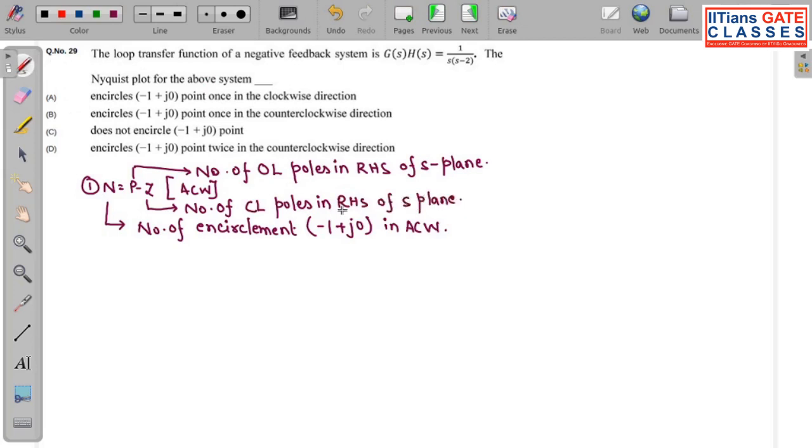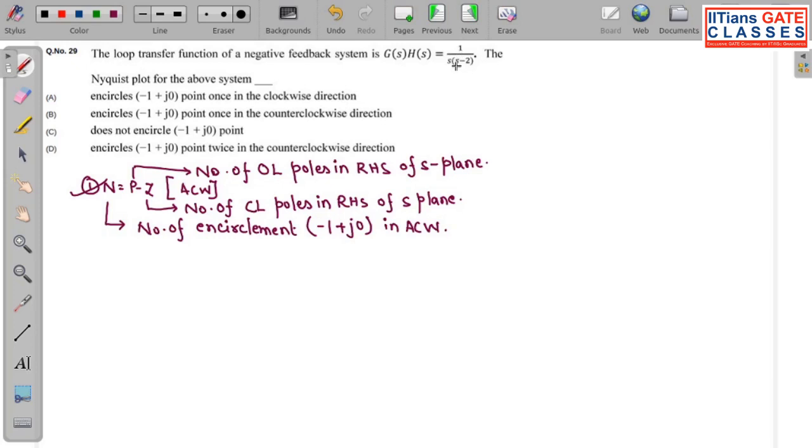Okay, so this is one formula, and what is the other formula? Other formula is just N is equal to Z minus P, where this N is what? It is the number of encirclements in clockwise direction. Okay, same thing just with clockwise direction. So I am going to use this formula only. Okay, we will see how we can know if the rotation is clockwise direction or anti-clockwise direction. We will see.